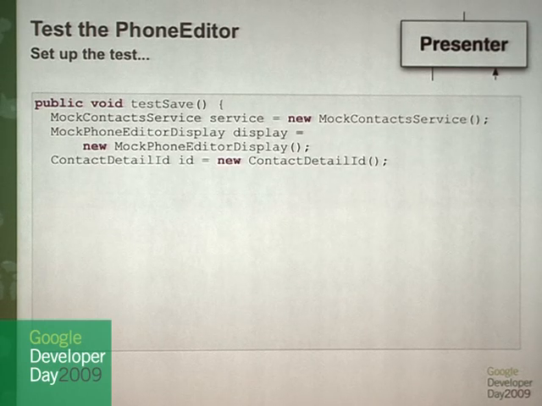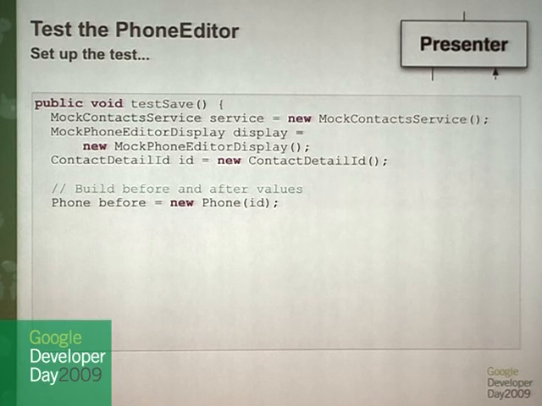We need a contact detail ID, just one to test with. Now we set up before and after values. When you do a test, you want to say, this is the data I have before. This is the data that it should look like afterwards. And then I do my test, I push the save button, and then I compare the output with the after values. And if the two match, my test is success. If the two are different, my test fails.